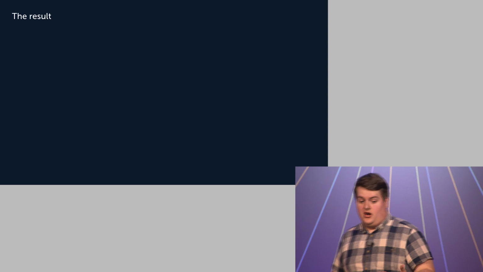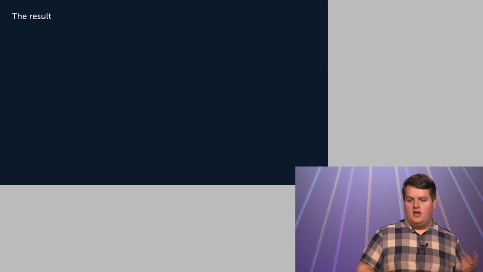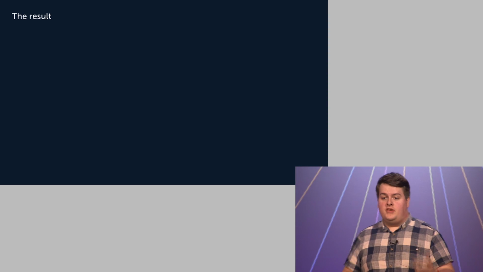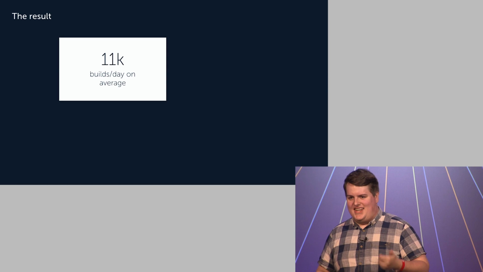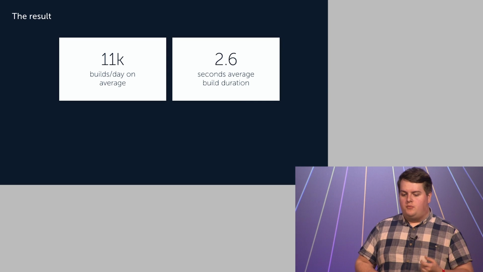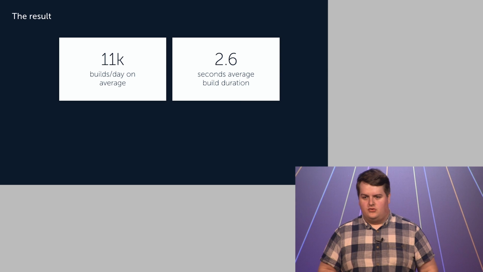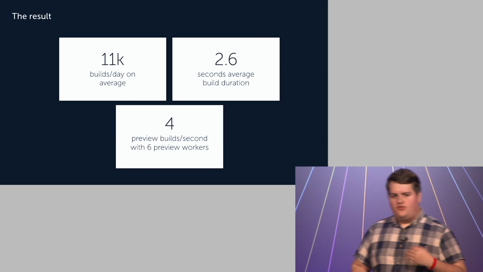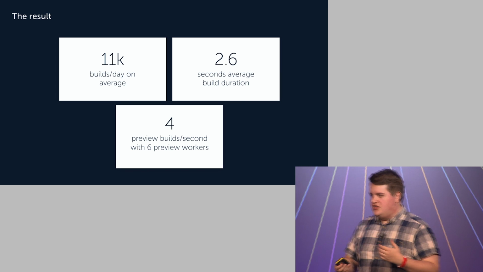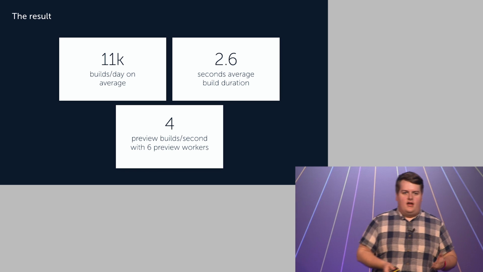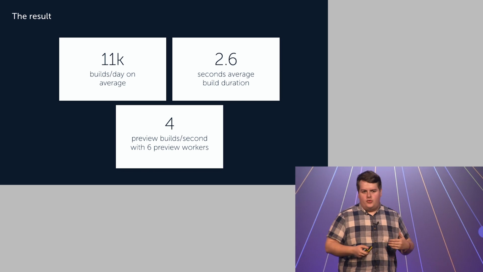Now, did it actually work? So here are some production metrics taken from our Prometheus cluster last week. We're doing 11,000 builds a day on average, with 2.6 seconds for each individual build. And we're managing to push 4 preview builds a second with only 6 preview workers. Now for us, this is great. This is great for average usage, but these are normal numbers. What if we hit some load?